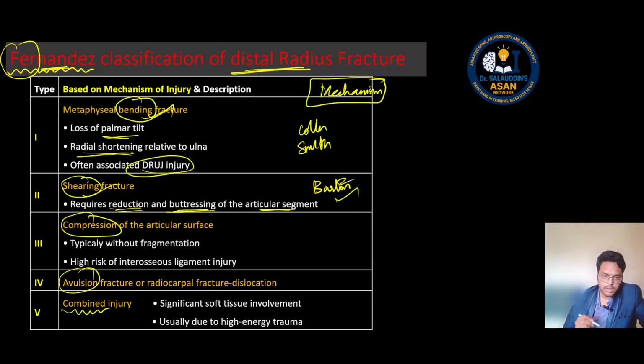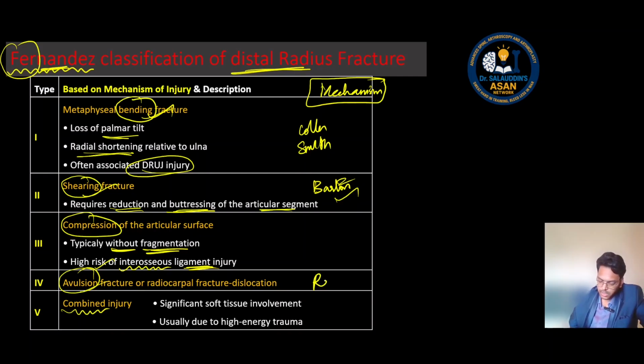Okay. Then compression, only the axial loading. What type of fracture can you expect because of compression? Only extra-articular fractures we can expect like Colles and Smith. Typically there may be no fragmentation and there is high risk of intraosseous ligamentous injury. Okay, in compression type of forces.